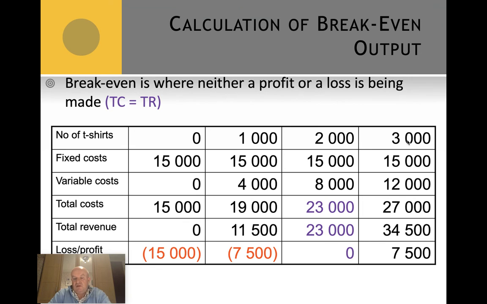So the margin of safety is the difference between just breaking even and where our actual output is, making some profit. That would be 1,000 units.